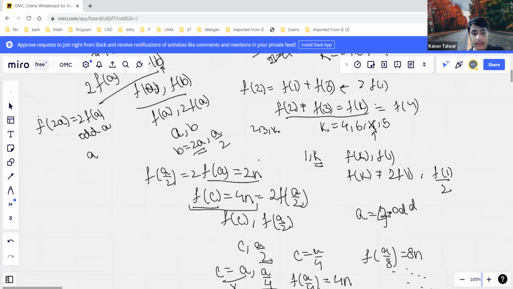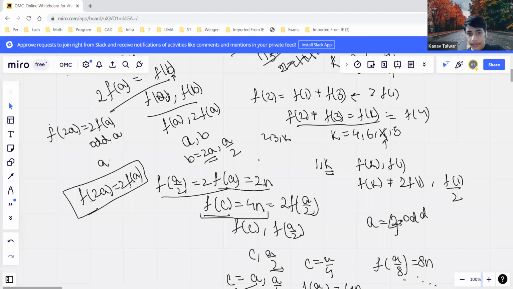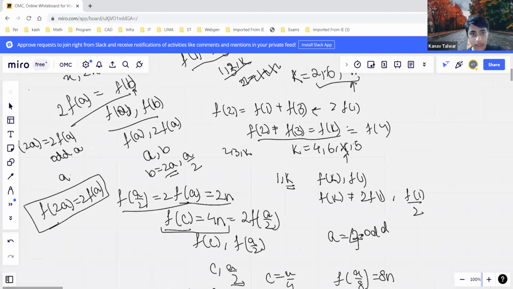So our original assumption was wrong. That is, f of A by 2 is equal to twice f of A is not true, because we just assumed this and continued this procedure to get a contradiction. Thus, we must have that B is 2A. B should not be A by 2, and thus it must be 2A. That is, we have that f of 2A is equal to twice f of A. Yes, very useful. Awesome.